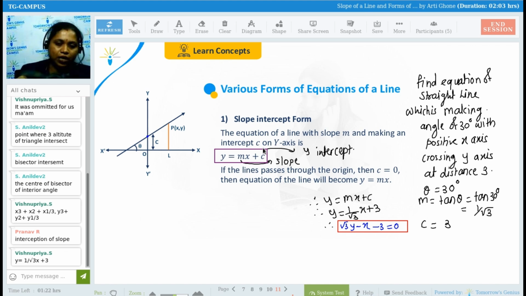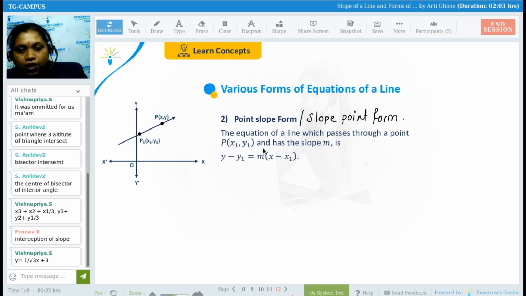Means what we are trying to do, you have to convert your equation into the pattern of ax plus by plus c is equal to 0. Clear? Okay, so that will be the most required answer. Already Vishnu Priya gave me the answer, or any student can just shift the x value and keep the c as it is, but ax plus by plus c is the standard pattern. Clear?